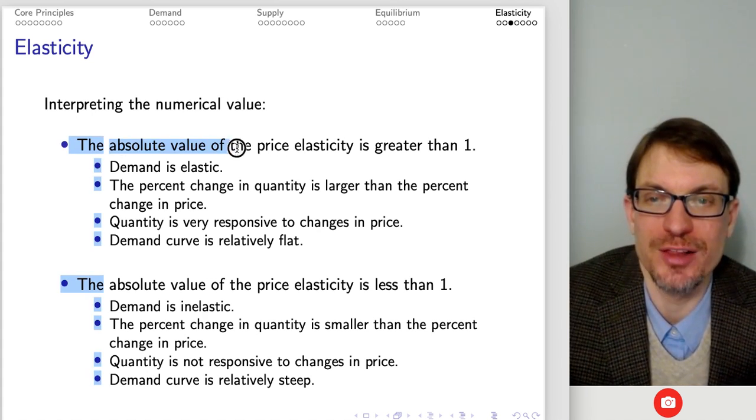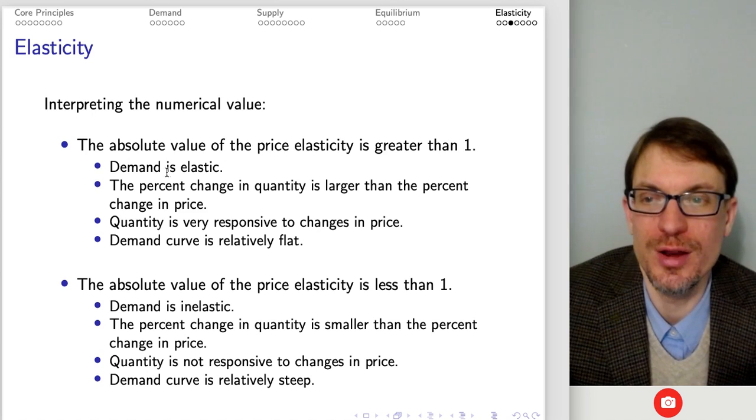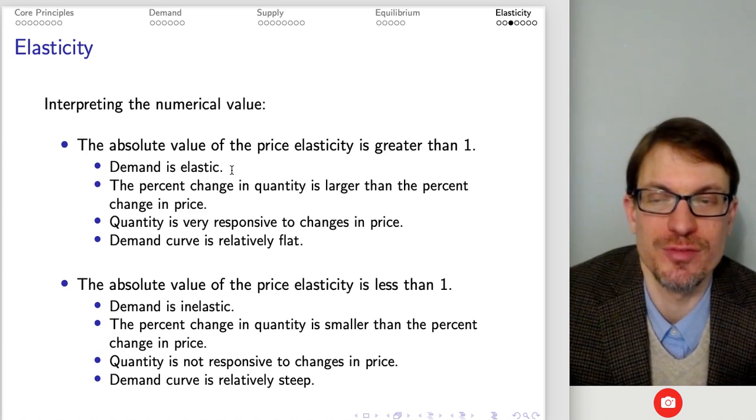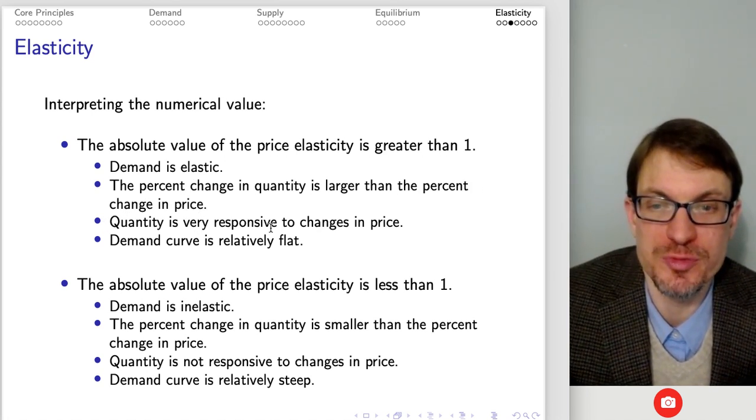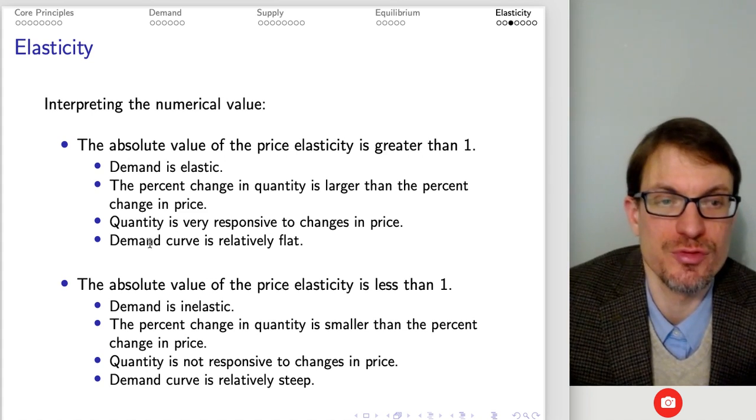I was talking about the numerator and the denominator. If the absolute value of price elasticity is bigger than 1, we know demand is really responsive. It's elastic. The percentage change in quantity, the numerator, is larger than the percentage change in price, the denominator. The quantity is very responsive to changes in price. The demand curve is relatively flat.